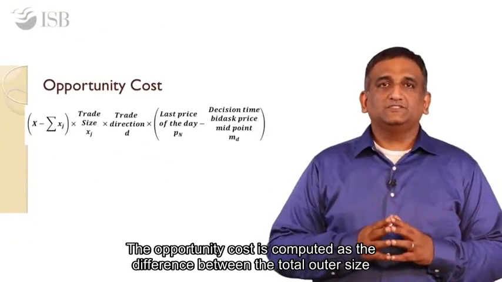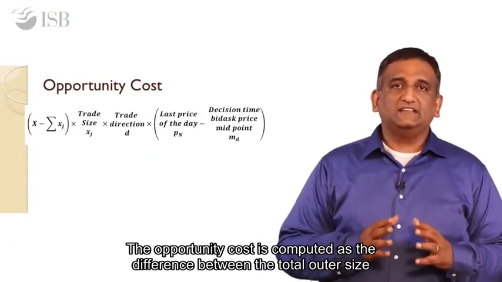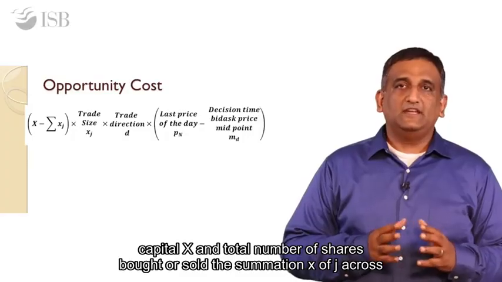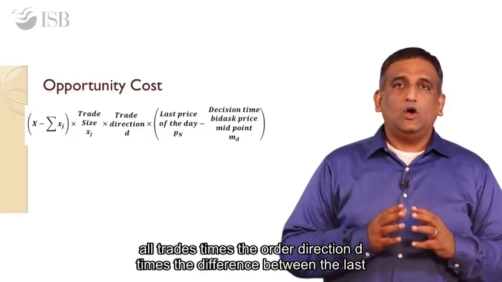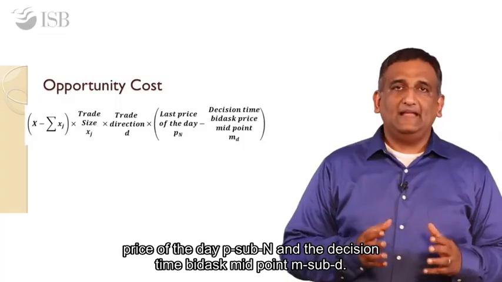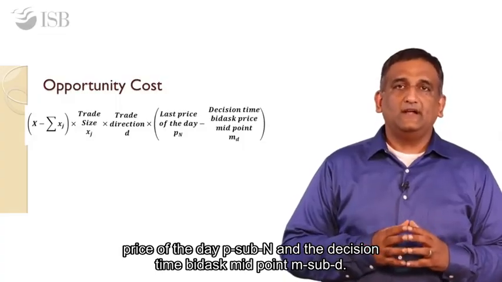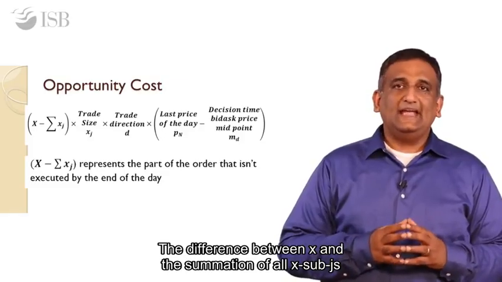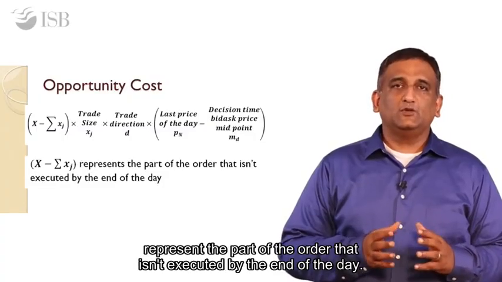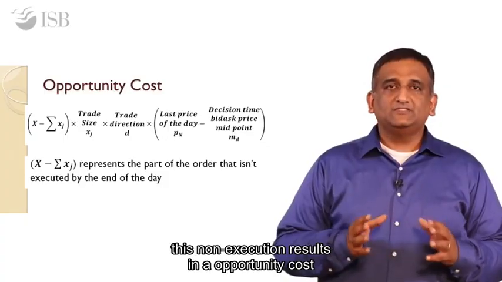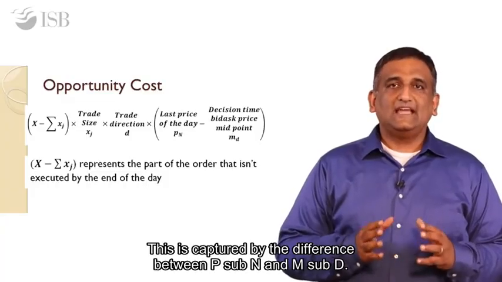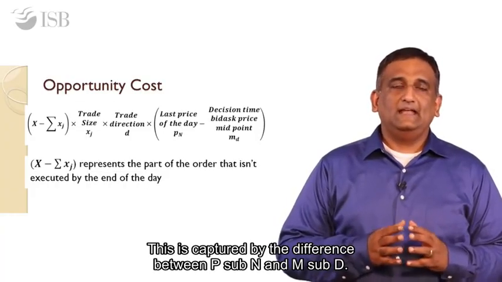The opportunity cost is computed as the difference between the total order size capital X and total number of shares bought or sold, the summation of X sub j across all trades, times the order direction D times the difference between the last price of the day P sub capital N and the decision time bid ask midpoint M sub D. The difference between X and the summation of all X sub j's represents the part of the order that isn't executed by the end of the day. This non-execution results in an opportunity cost due to potentially lost profits. This is captured by the difference between P sub N and M sub D.